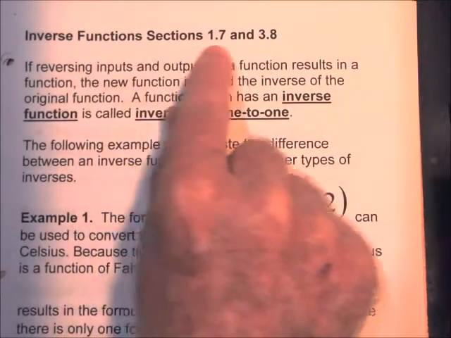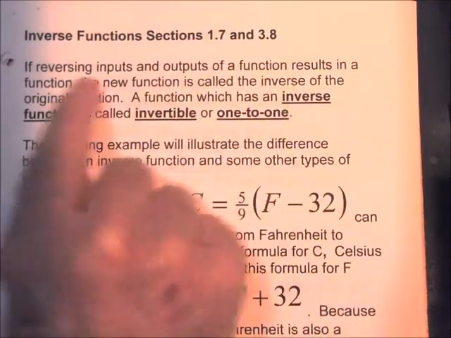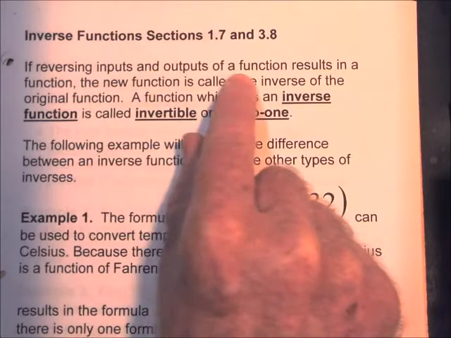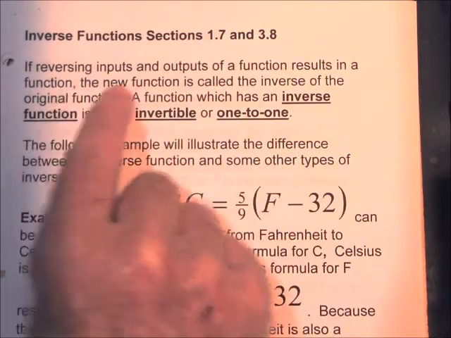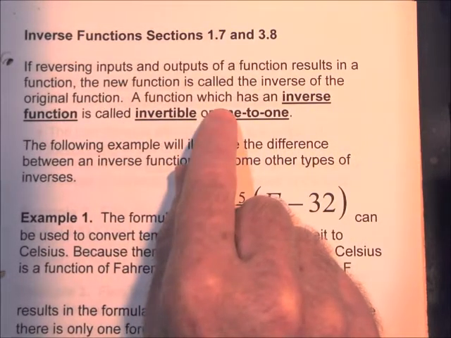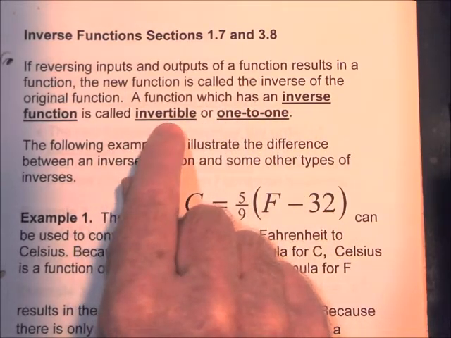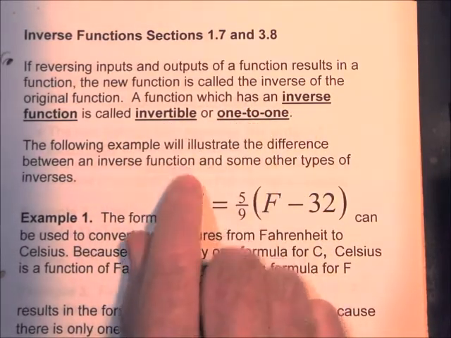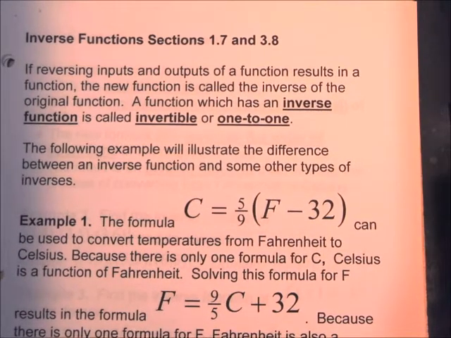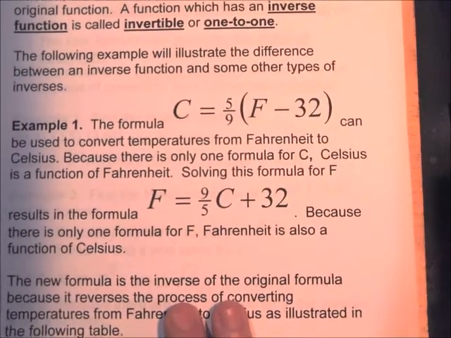Inverse functions, sections 1.7 and 3.8. If reversing inputs and outputs of a function results in a function, the new function is called the inverse of the original function. A function which has an inverse function is called invertible or one-to-one. The following example will illustrate the difference between inverse functions and some other types of inverses.